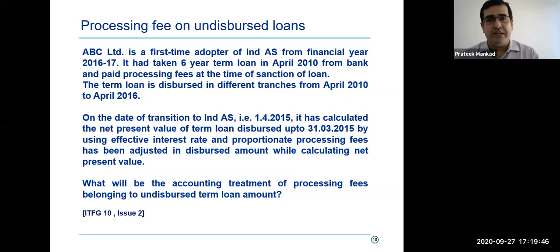Right? This is a very common example, and I'm sure many of us would have seen these examples. It's more complex if you're a lender, because you'll have a large number of loans where you've sanctioned 100, somebody has only drawn down 10, but the fee you've taken is on the entire 100. So various possibilities arise, but this is what was the view of the ITFG. And this was discussed in issue number 2, ITFG 10, in case you want to look up the detailed explanation.